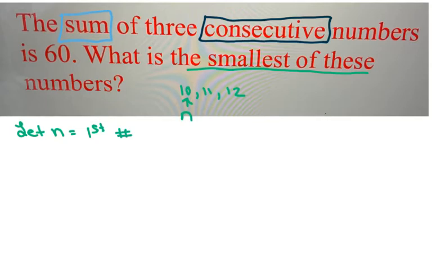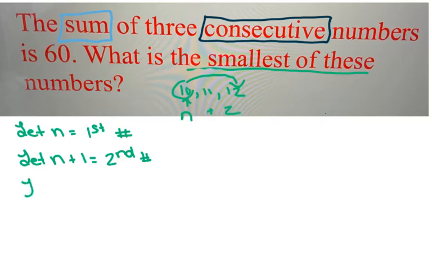Well, now we have to ask ourselves, what do I have to do to 10 to get to 11? Well, it's add 1. So that means the second number would be let n plus 1 equal the second number. Okay, well now I have to ask myself, what do I need to do to get from 10 to 12? Well, I have to add 2. So we would say let n plus 2 equal the third number.